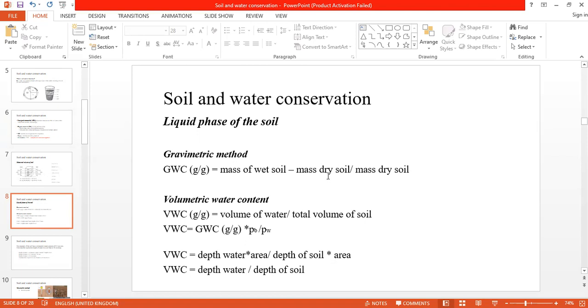This is what we do when we measure the water in the field. We just get a certain mass of soil, so we are dividing by the mass of soil.